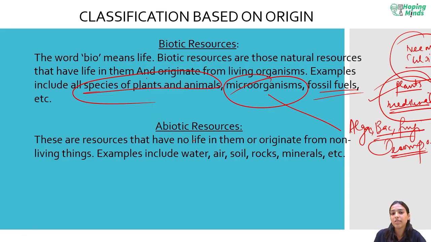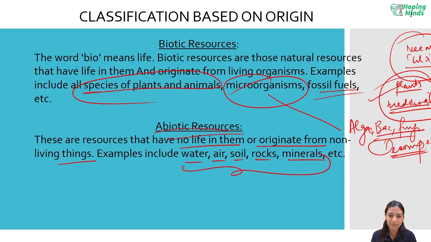Then there are the resources that have no life in them or originate from non-living things. Is water a living thing? No. Is air a living thing? No. Are rocks a living thing? No. So the energy or the resources that we are going to derive from these are going to be abiotic resources. The wind energy that we derive, the solar energy that we trap, the hydro energy that we generate are all going to be abiotic energy.